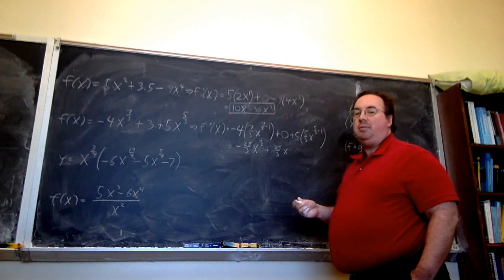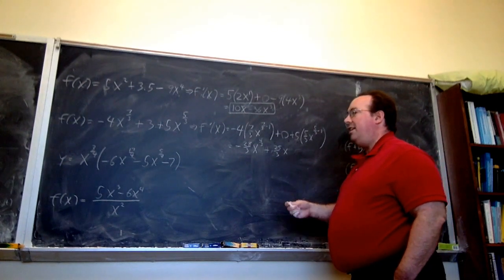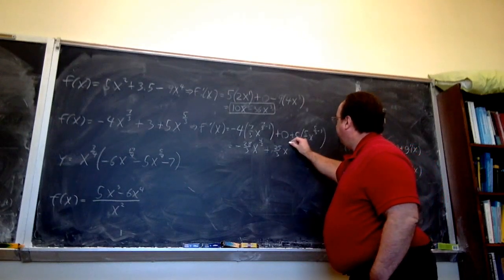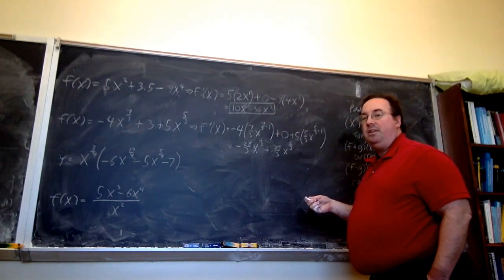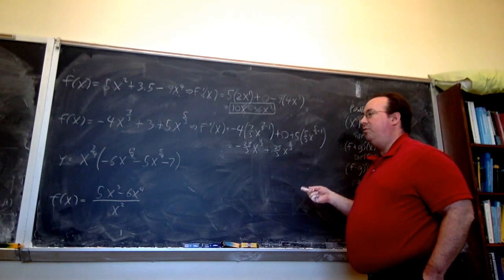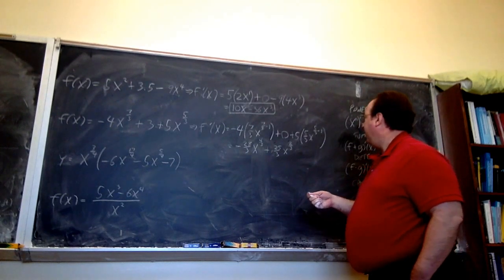Again, use a common denominator. 5 thirds minus 1 is 5 thirds minus 3 thirds, which is 2 thirds. If you're not seeing that, try writing it out yourself. I did write it out in the previous video, but it's something that needs to become second nature.